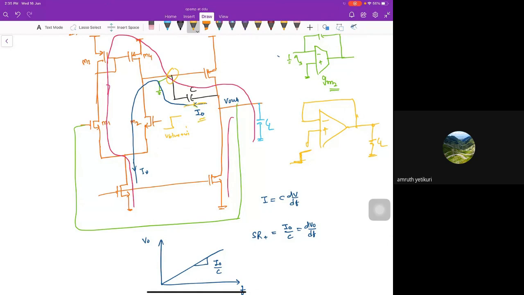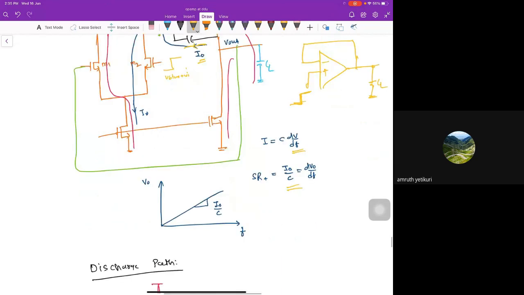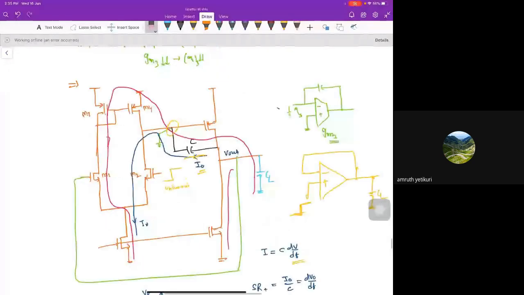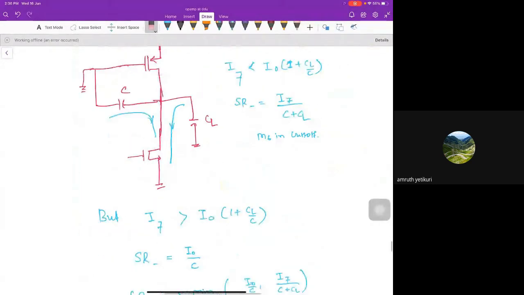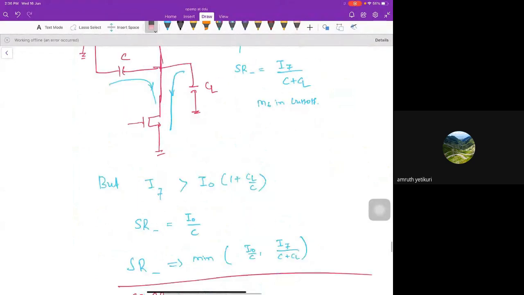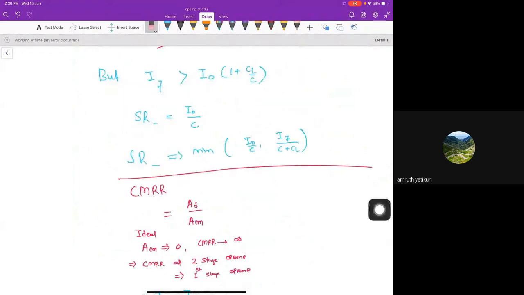Because what is the slew rate? It is nothing but I equal to C dV by dt. dV by dt is the slew rate, which is nothing but I0 by C. Similarly, for the discharge path, you have two discharge paths here, the pink lines: from this through M3, M1, and again to this M7. So there are two ways, and the minimum slew rate you will get is I0 by C.